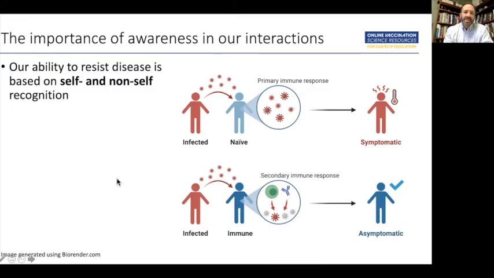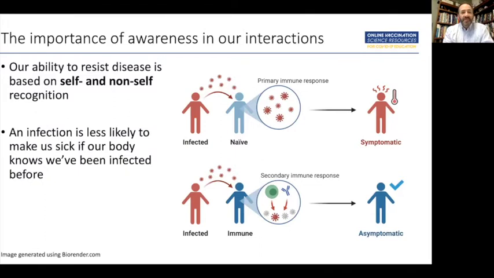So the ability to resist disease, the ability to build immunity, is based on these cellular interactions. In immunological terms, we call this self and non-self recognition. It requires the person who has not yet encountered that pathogen to be able to recognize it as something that does not belong to the individual. It's non-self, and so the immune system is stimulated to fight it. Our infections are then less likely to make us sick if our body knows that we've been infected before, if we already recognize and know what to do with something that we don't see as part of our own body.